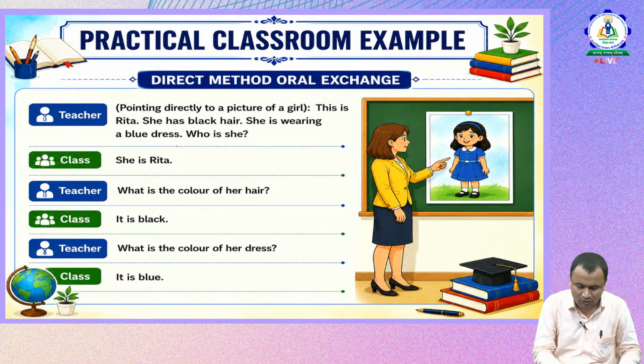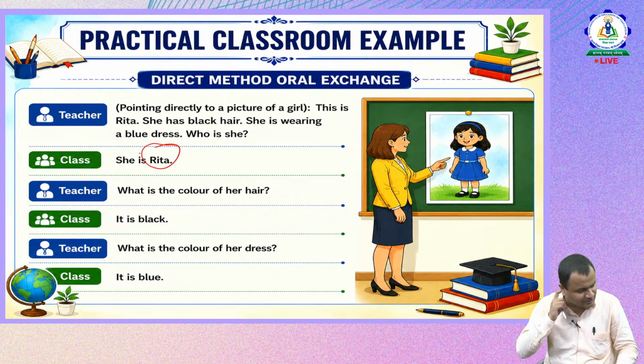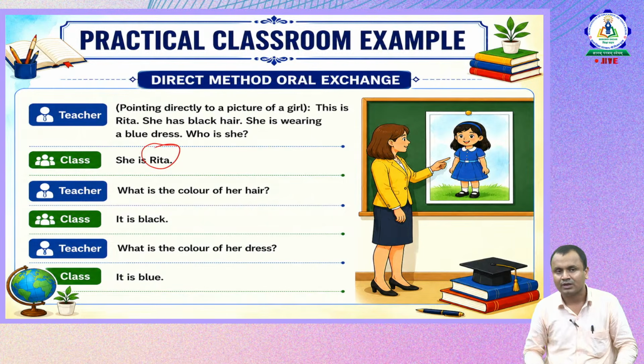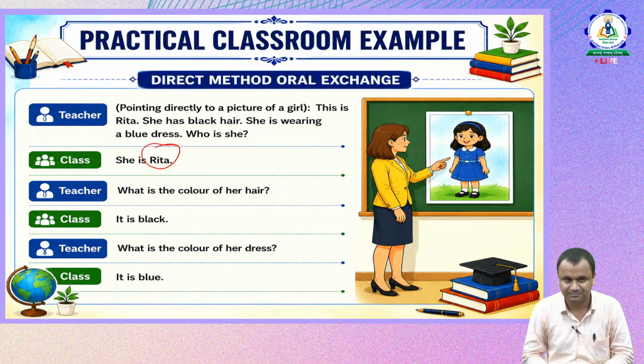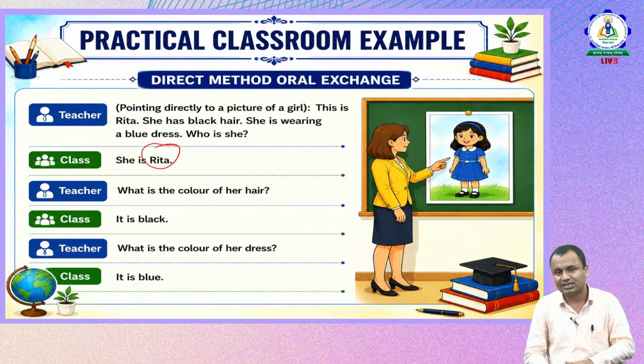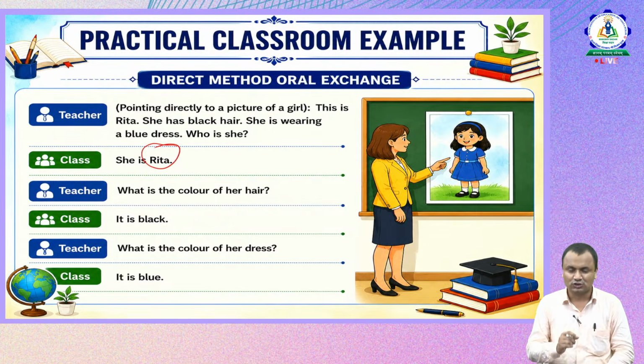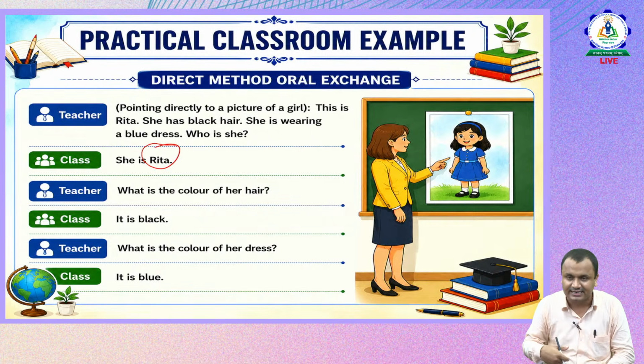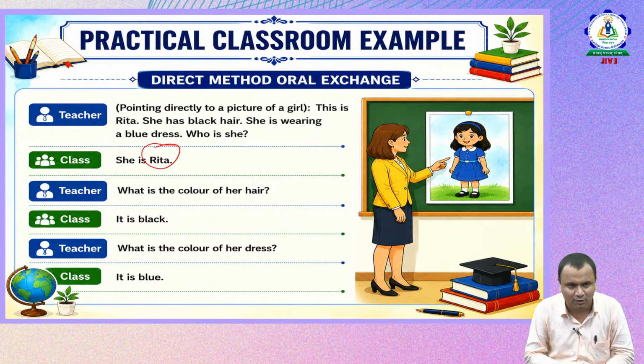The first thing which we have to focus here is, let's say the teacher asked, "Who is she?" and the class says, "Rita," or the student replies, "Rita." The teacher needs to stop the class, stop the student, and tell them to reply in full sentences. So in transaction through the direct method, we do expect the answers in full sentences. No one word answer is allowed.